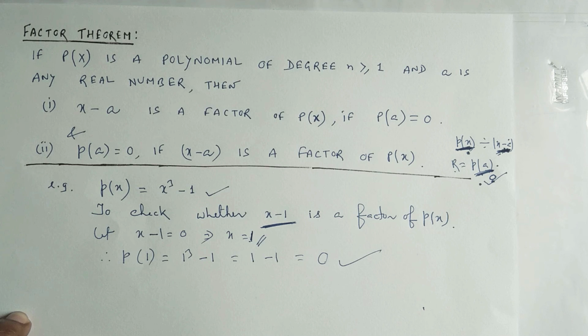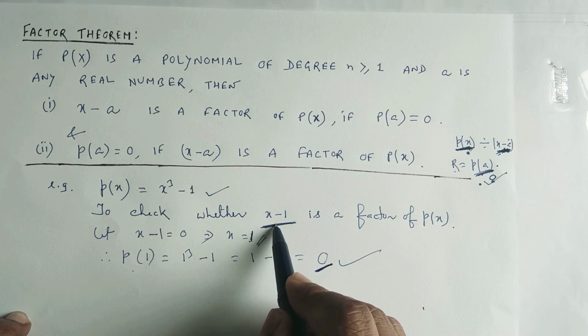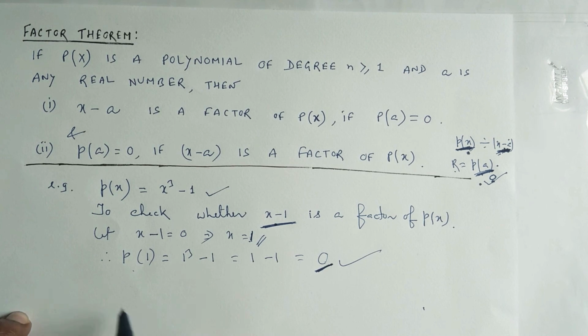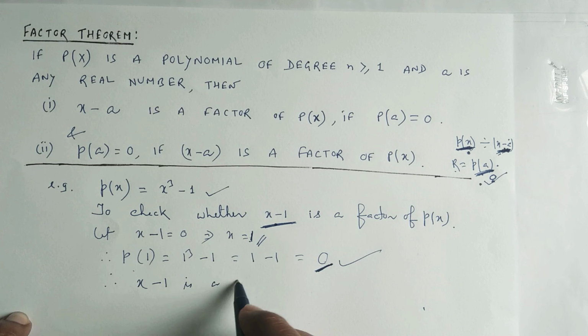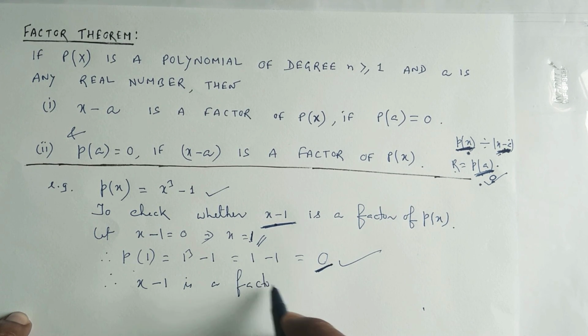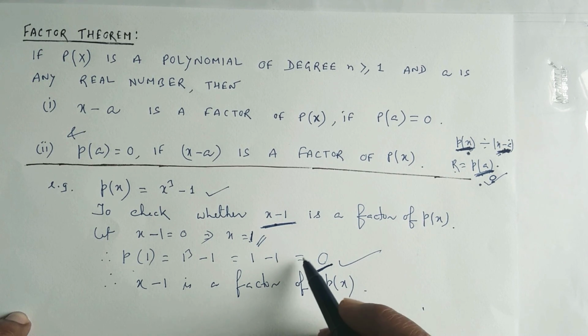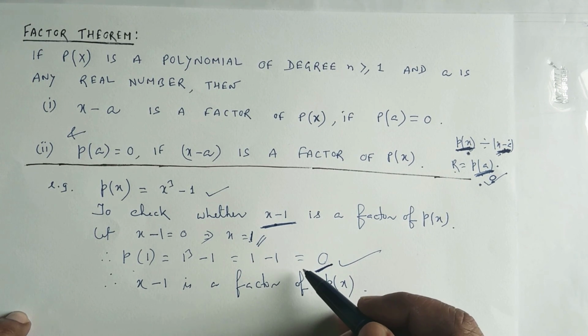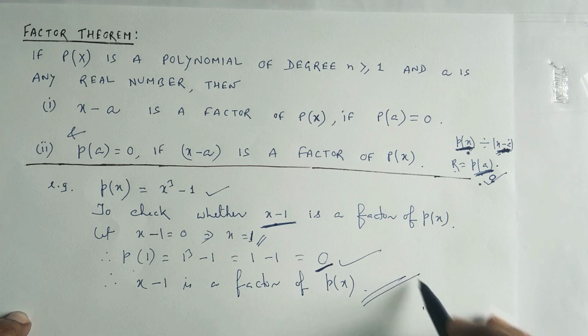Now see, you got p of 1 is 0. If you get p of 1 equal to 0, we say x minus 1 is a factor of p of x. Therefore, x minus 1 is a factor of p of x. Now if you get a non-zero number here, not equal to 0, you will say x minus 1 is not a factor of p of x.